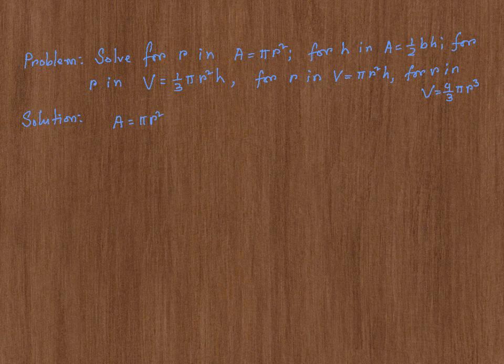To solve for r, we need to divide both sides of this equation by pi. So pi r square over pi. On the left hand side I have a over pi, and on the right hand side this pi cancels out, that gives me r square. Now to find the value of r, I need to take the square root of both sides, so that gives me r is equal to square root of a over pi. Because the square and square root are going to cancel out, that's going to give you this value for r.